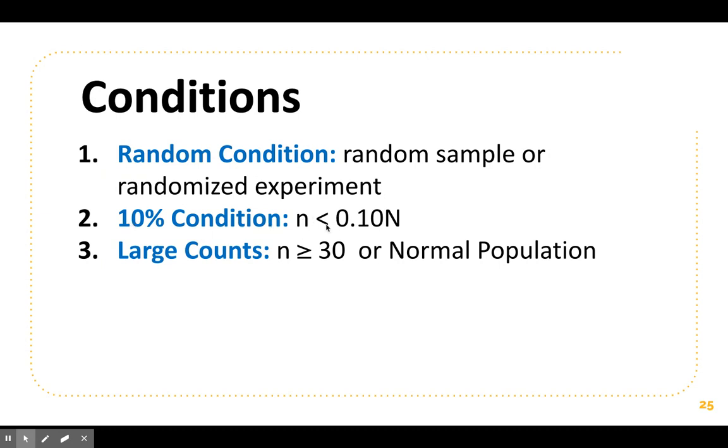You want to make sure your sample size is less than 10% of the population as a whole. And then where it's different, instead of having at least 10 successes and at least 10 failures, your sample size has to be greater than or equal to 30, or the population shape was normal anyway. So this only needs to be true if the population shape was not already normal, so like skewed left or skewed right or strong outliers.